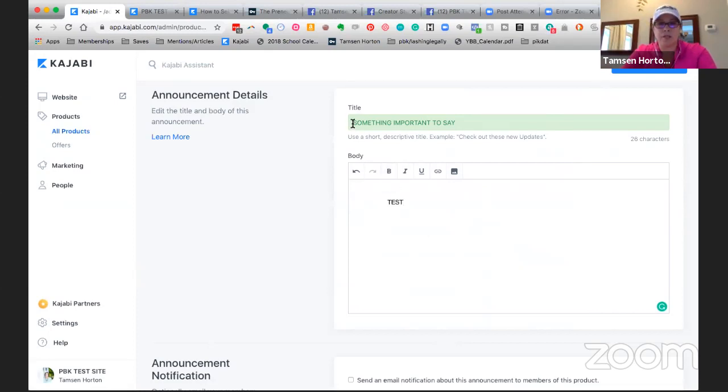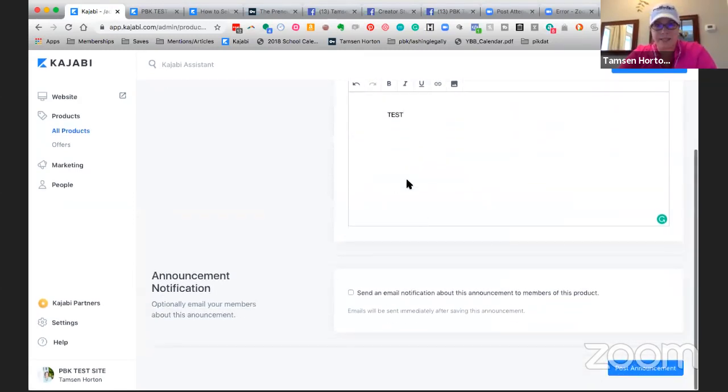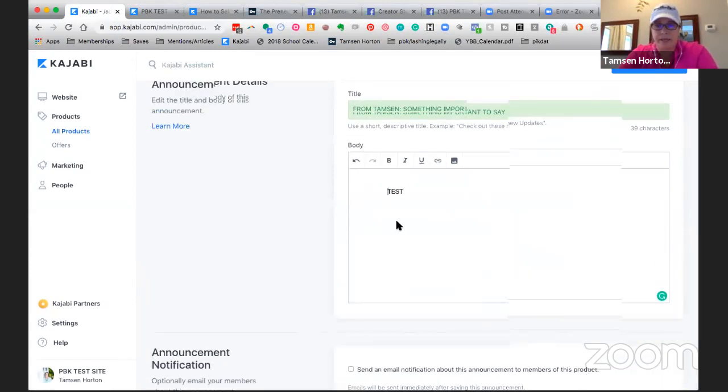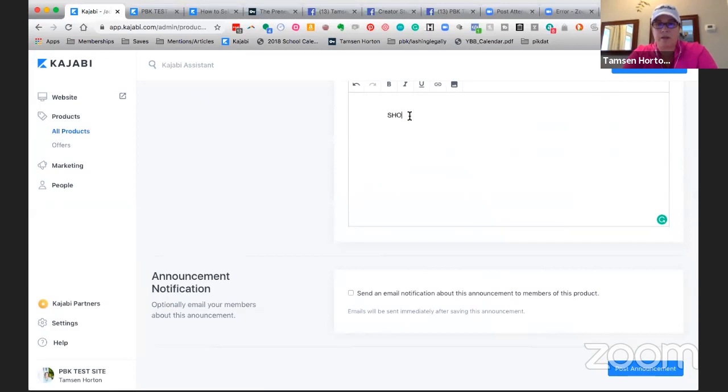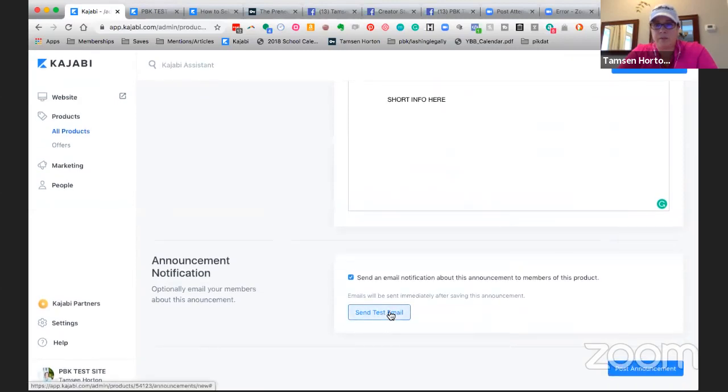you need to put, I'm pretty sure it's in this line, from Tamsin, because they need context, especially if they have lots of other courses that are all using Kajabi. So I'm pretty sure it's this top line. I'd have to double check because I haven't done one in a while, but I'm positive it's there. It's not in the body here, so keep this short, like short info here. And then, yep, send an email. When I send this test email and I hit post announcement, it'll come through if they own the product over here.